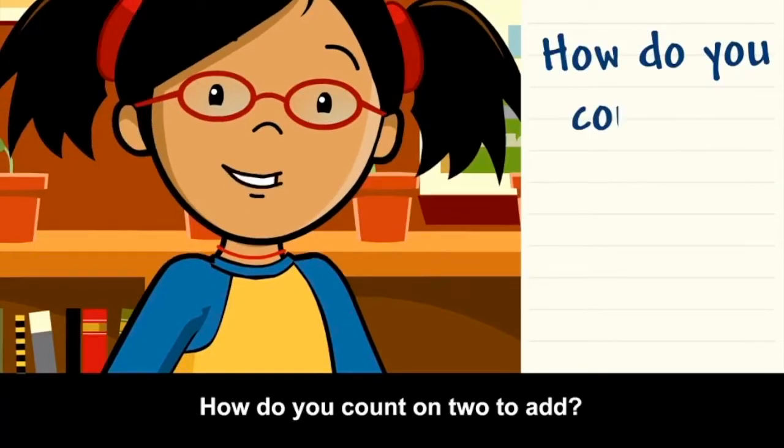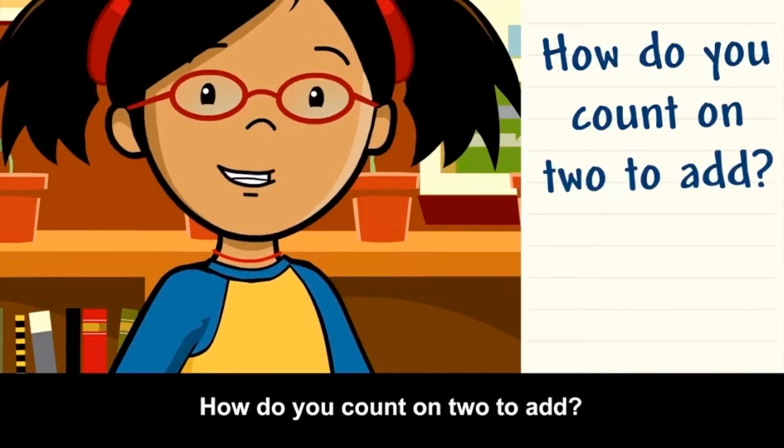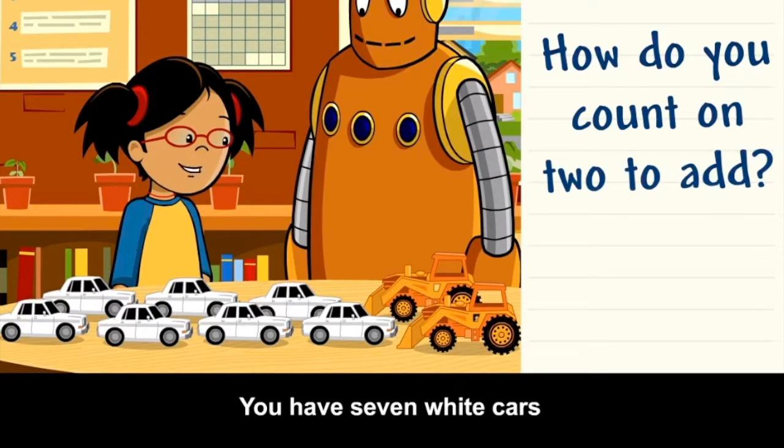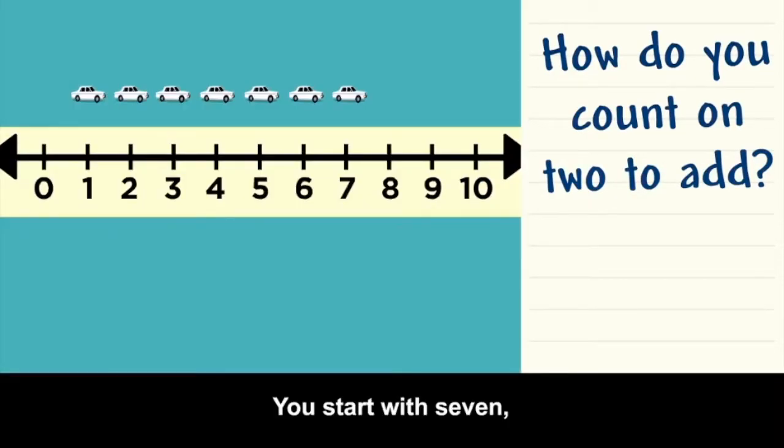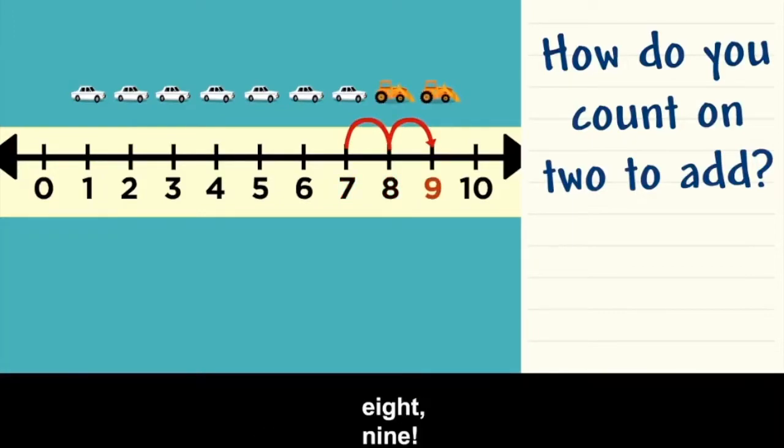How do you count on 2 to add? You have 7 white cars and 2 orange tractors. You start with 7 and count on 2 more. 8, 9. There are 9 altogether.